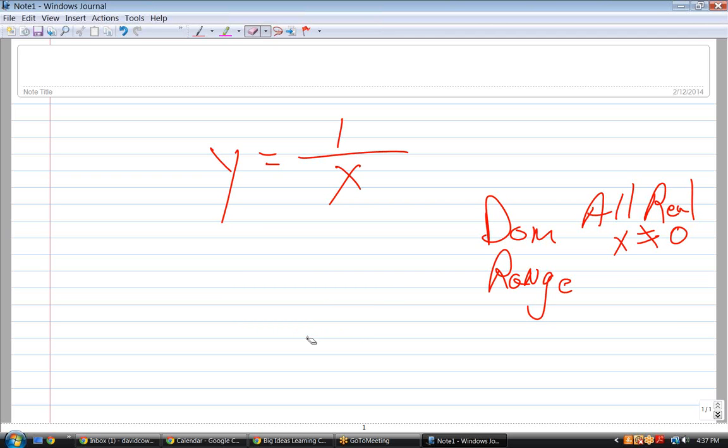But there's one other number that y can never be. Infinity? 0. How do you make y equal to 0? Can't do it. No matter what I make x, now remember x cannot be 0, but no matter what I make x, y is never going to be 0 because this numerator is always 1. For y to be 0, this numerator has to be 0. It's the only way you can get 0. So the range would be all reals, y not equal to 0.